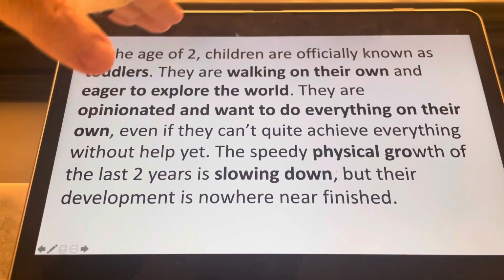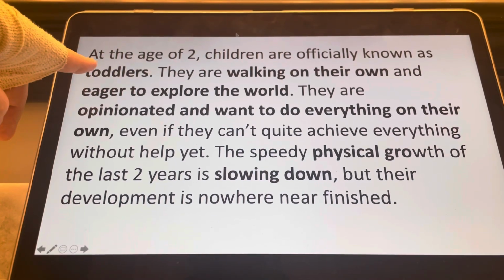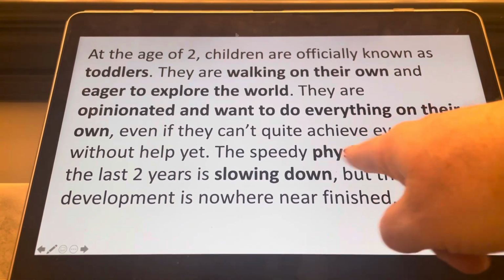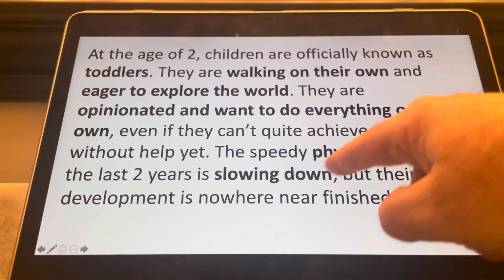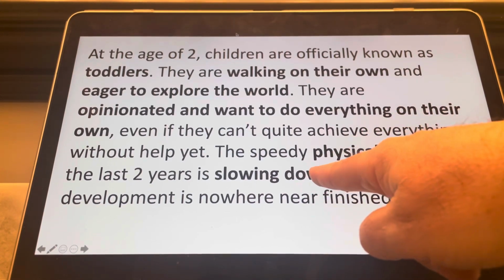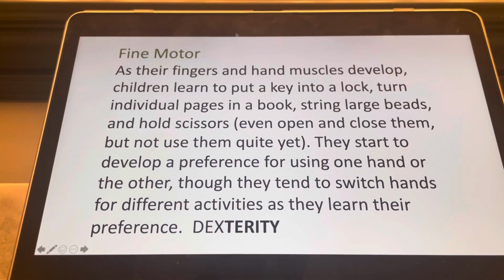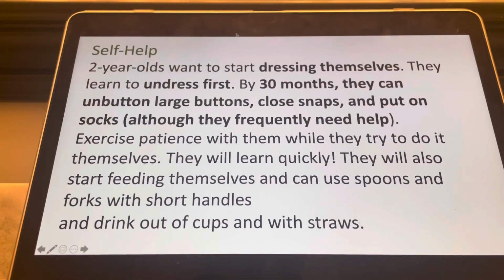So at the age of 2, children are officially known as toddlers. Okay, they should begin walking on their own. They're still growing, but their speed of growth is slowing down. Anyway, you go through each slide. You can see what I did was there's the information, and I bolded the important keywords that are the ones that you're going to have to remember.